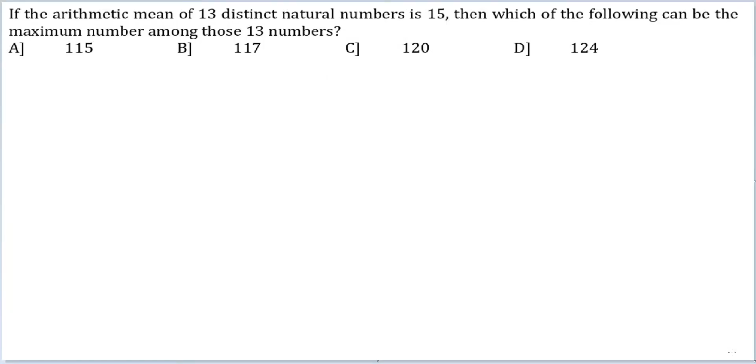Let's look at this question. If the arithmetic mean of 13 distinct natural numbers is 50, then which of the following can be the maximum number among those 13 numbers?